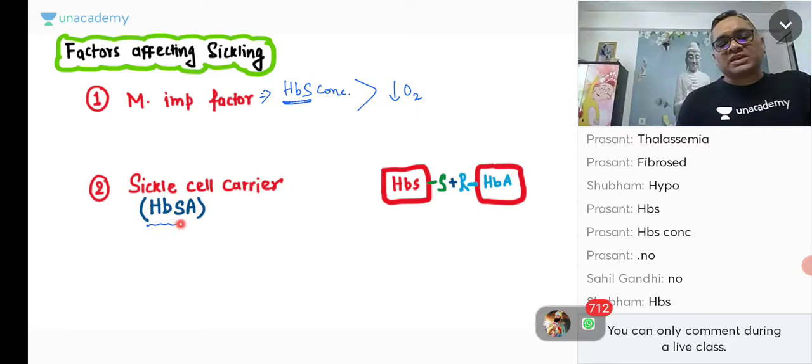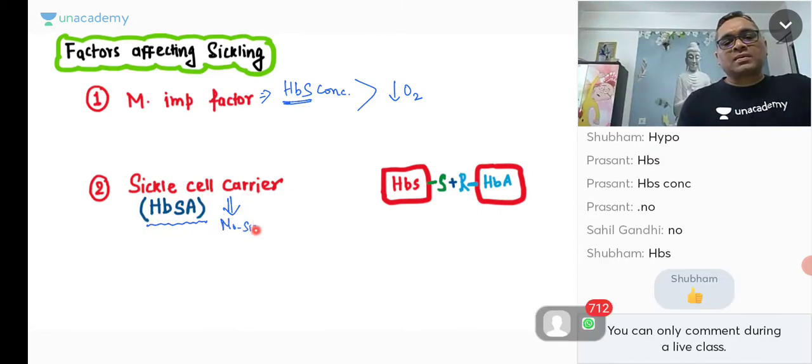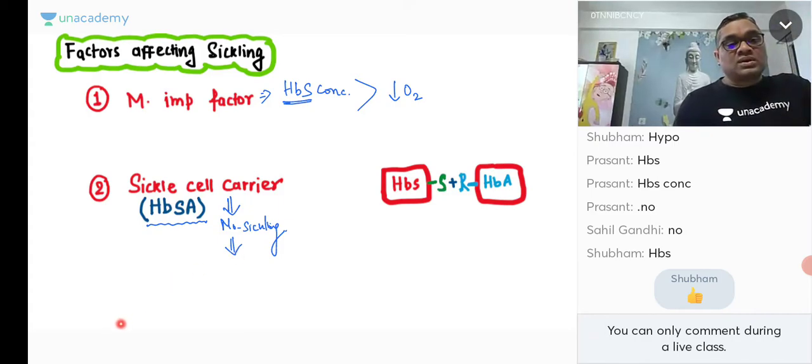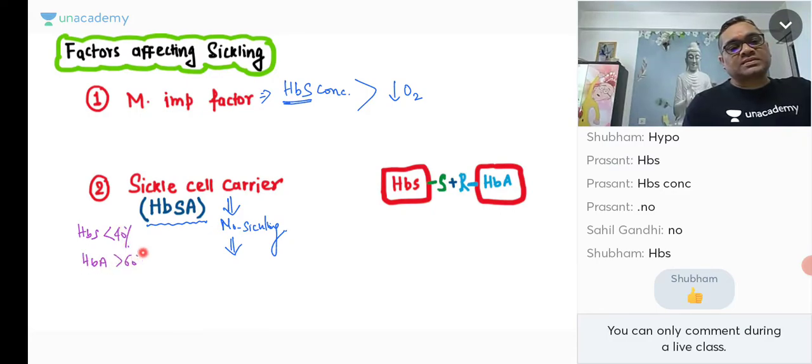But this point should not be confused with HbAS. What is HbAS? It is the sickle cell carrier. In sickle cell carrier, there is no sickling. That was a question in the NEET exam and the AIIMS exam. These are very favorite questions of the examiner. Why is there no sickling in sickle cell carrier? Because when you analyze HbS and HbA in a carrier, HbS is less than 40% and HbA is more than 60%.